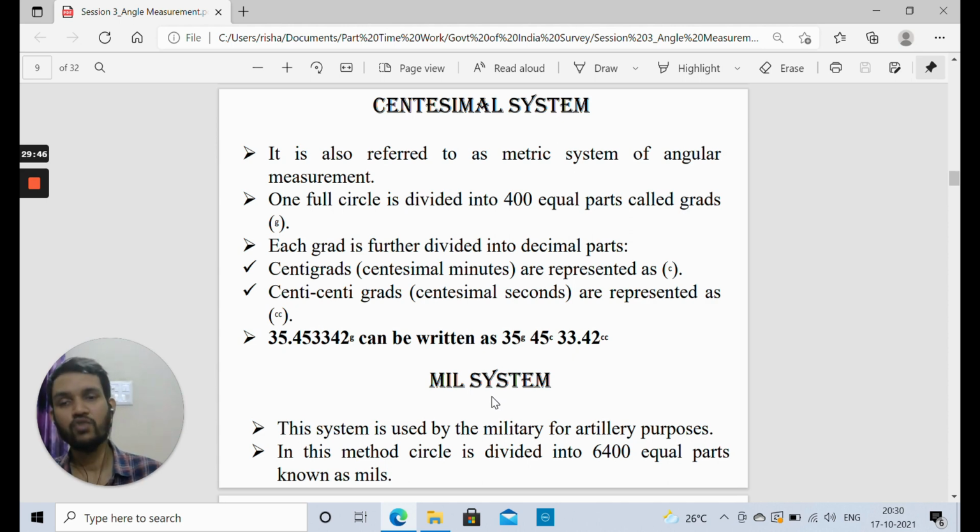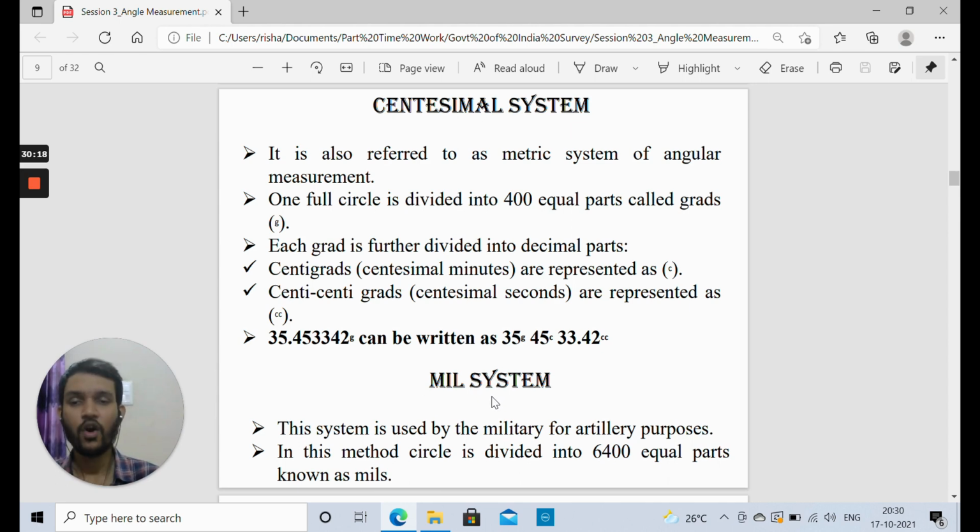So every time what is happening is this value is being multiplied by 100 instead of 60. If the value you see after the decimal, that is 0.453342, you multiply it by 100, you will get 45.3342. So the integer part for this will be 45 centigrads. And similarly afterwards 0.3342 that is left, if you multiply that again by 100, you will get 33.42 centigrads.